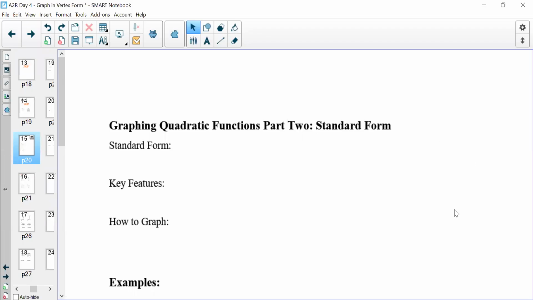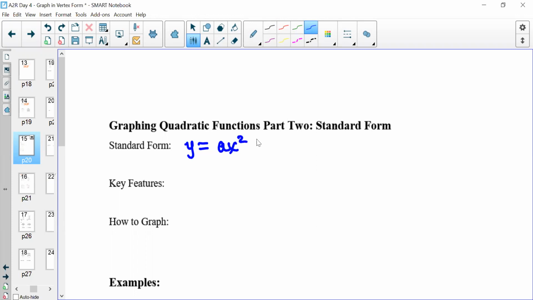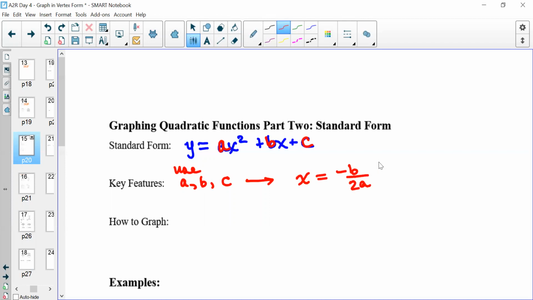Okay, so now we're going to talk about how to graph a quadratic function from standard form. So remember that standard form looks like just y equals ax squared plus bx plus c. And you can't just look at it and know what the graph looks like. You definitely need to do some things. And so we will find a, b, and c, and we'll use a, b, and c to find the axis of symmetry.